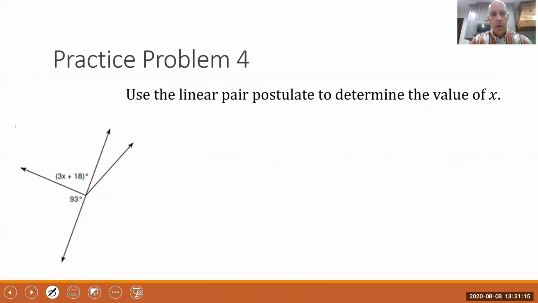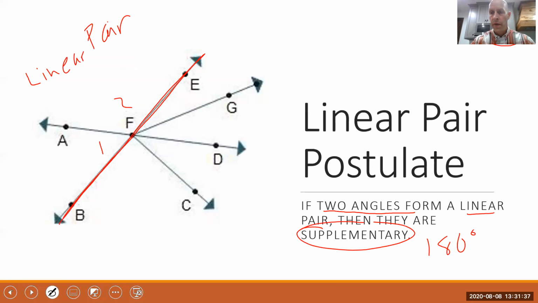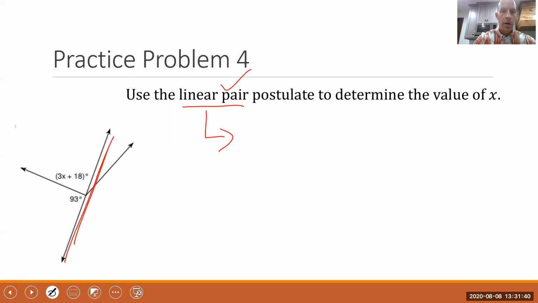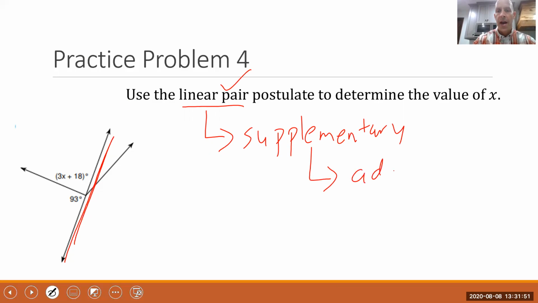All right, so let's look at this example here. It says use the linear pair postulate to determine the value of x. Okay, so we've got a line here. So it looks like these two angles are a linear pair. Got a linear pair. That's good. Check. If they're a linear pair, what can we conclude? Well, if they are a linear pair, then we know they are supplementary, because that's what the postulate says. If they are supplementary, what can we conclude? They add up to 180 degrees.